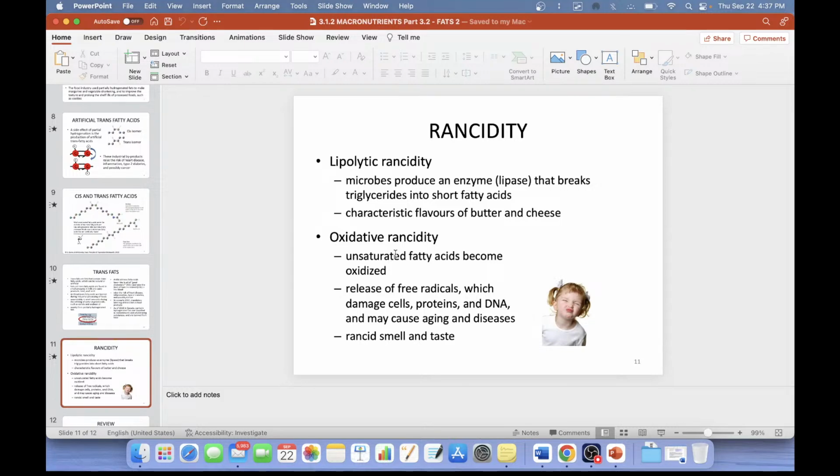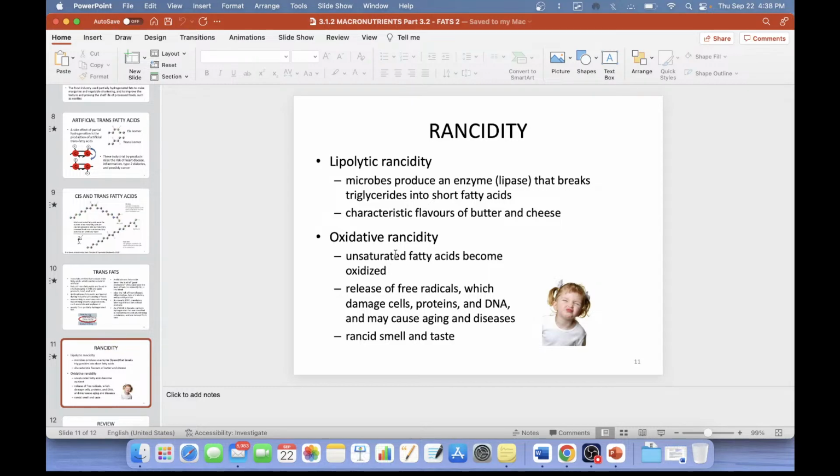There is another kind of rancidity, however, which occurs because of oxidation of the fats. When the fats are exposed to air, and light favors the process, then they get oxidized and they become rancid. So oxidative rancidity is something you want to avoid. You don't want your fats to become rancid because of oxidative rancidity.